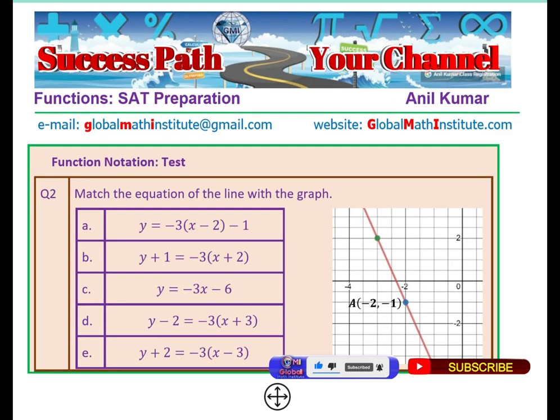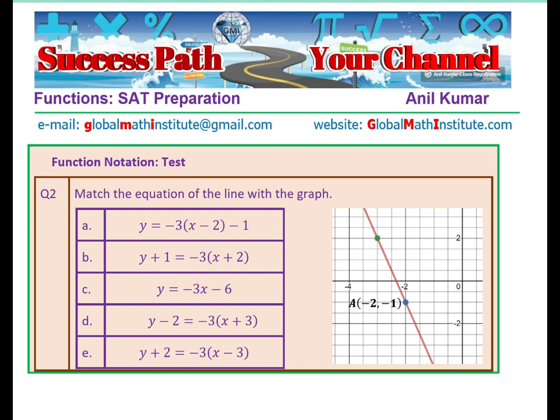Question number two. From here, things are slightly more difficult. We have not given you the equation. The idea is to teach you some new strategies for finding equations from the given graph or from the given conditions. That is what will put you right on top in SAT preparation.